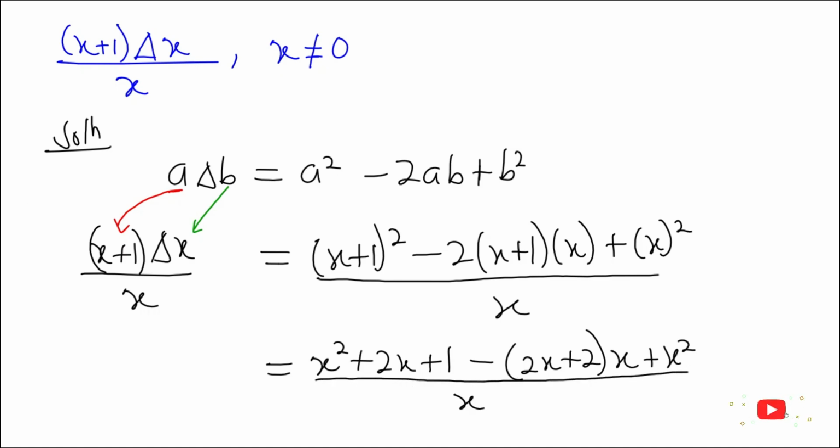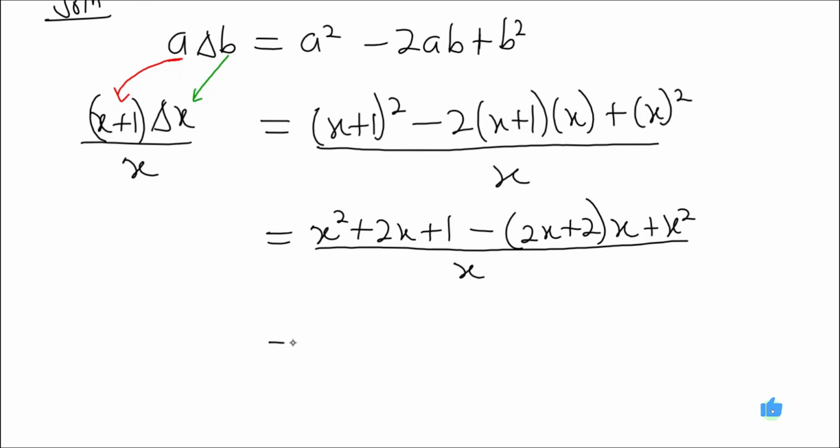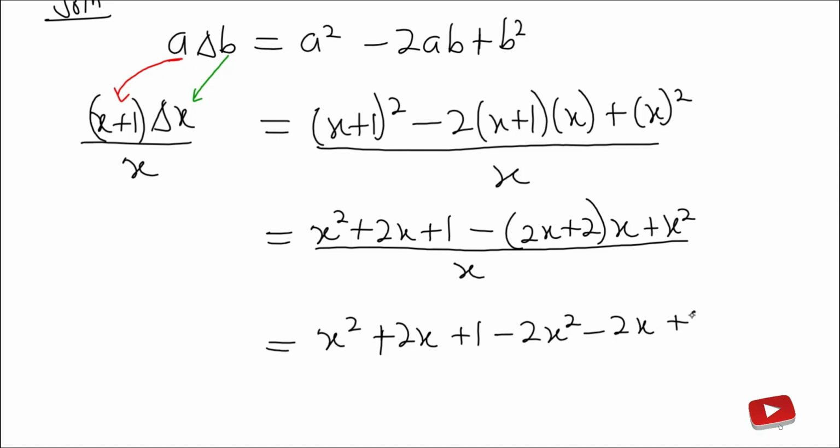We continue again, and here we can see that we can expand. That gives us x squared plus 2x plus 1. So when x multiplies to x, we have minus 2x squared, and x multiplies to 2x, but remember that the minus is affecting, so it becomes minus 2x plus x squared, all divided by x.